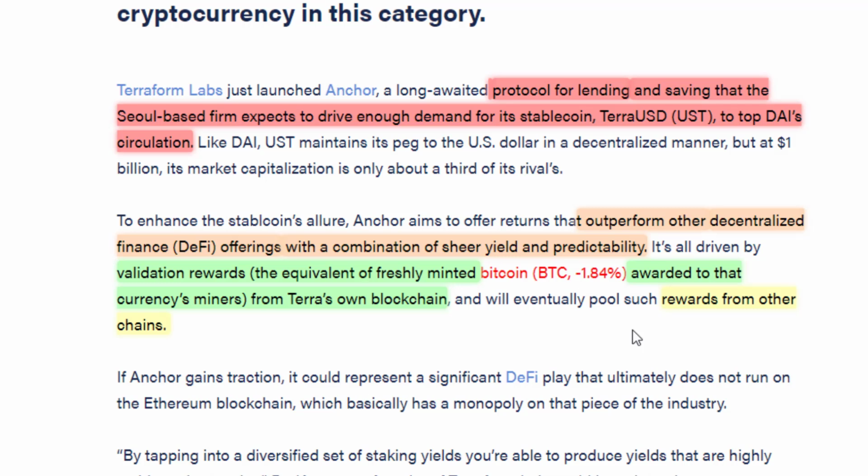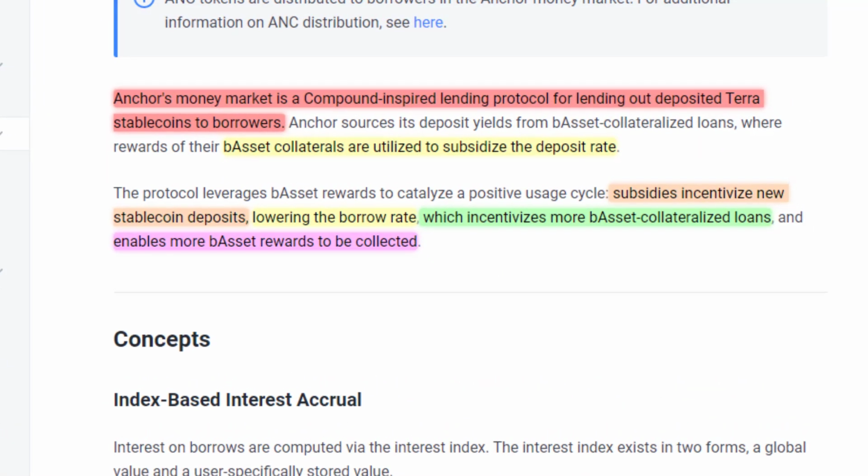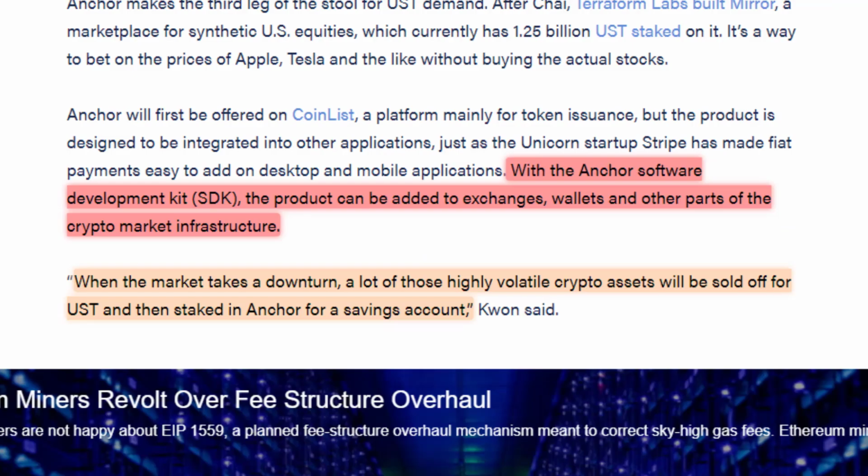And assuming all of this works to stabilize the interest rates above 20%, then they're going to proceed to add other chains. And their hope is that by leveraging bAsset rewards, they'll be able to catalyze a positive usage cycle. So these subsidies paid by the staking tokens will help maintain the high double-digit yield of 20+%. As that rate is maintained, it's going to lure in more depositors, which will lower the borrow rate, and by doing so, it'll incentivize more bAsset collateralized loans, which is going to allow for more bAsset rewards to be collected. Now, one of their bigger goals here is using the Anchor software development kit.